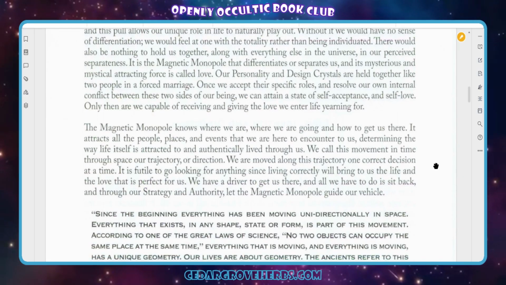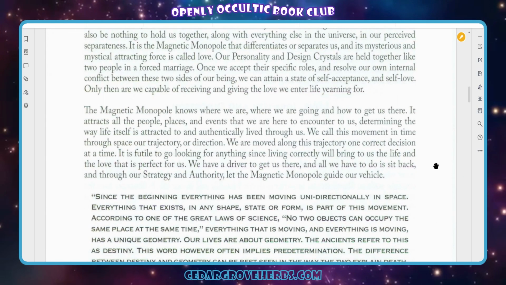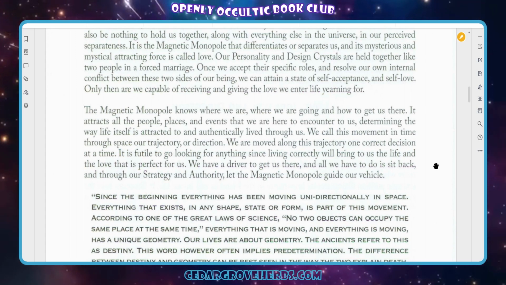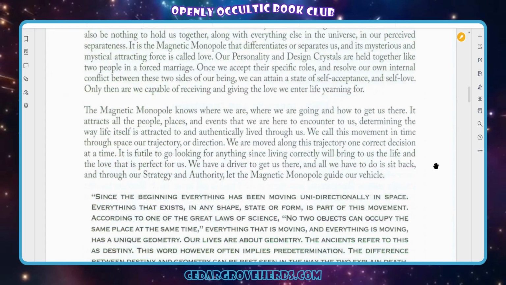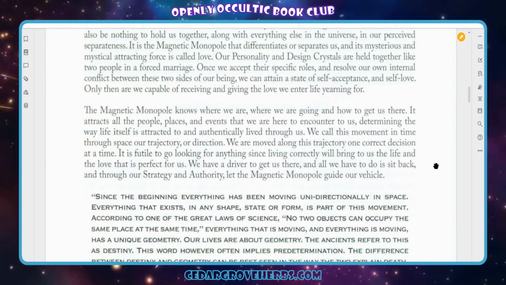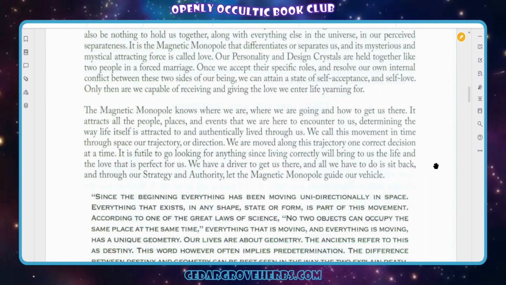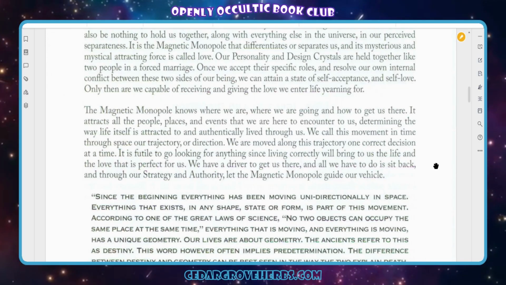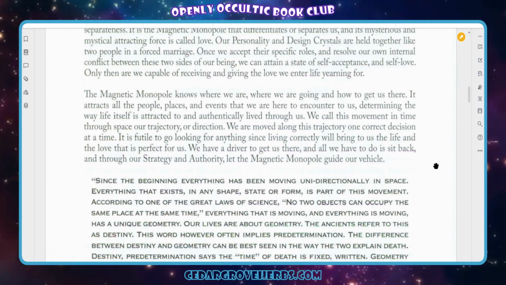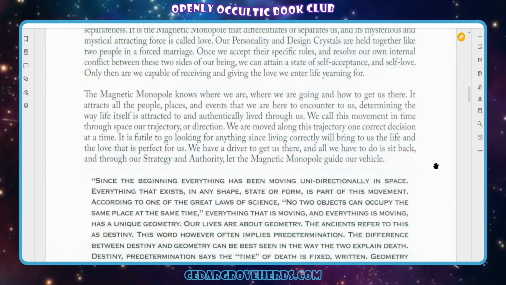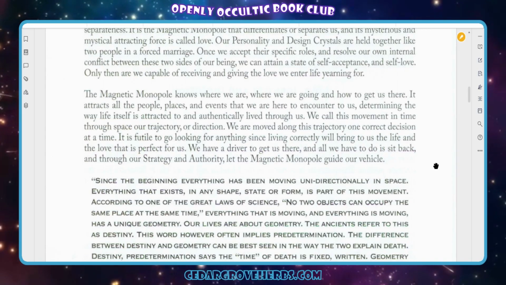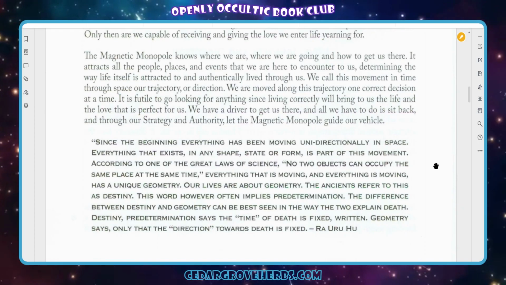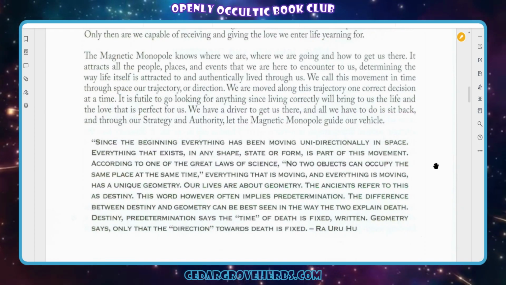The magnetic monopole knows where we are, where we're going, and how to get us there. It attracts all the people, places, and events that we're here to encounter to us, determining the way life itself is attracted to and authentically lived through us. We call this movement in time through space our trajectory or direction. We are moved along this trajectory one correct decision at a time. It is futile to go looking for anything since living correctly will bring to us the life and the love that is perfect for us.